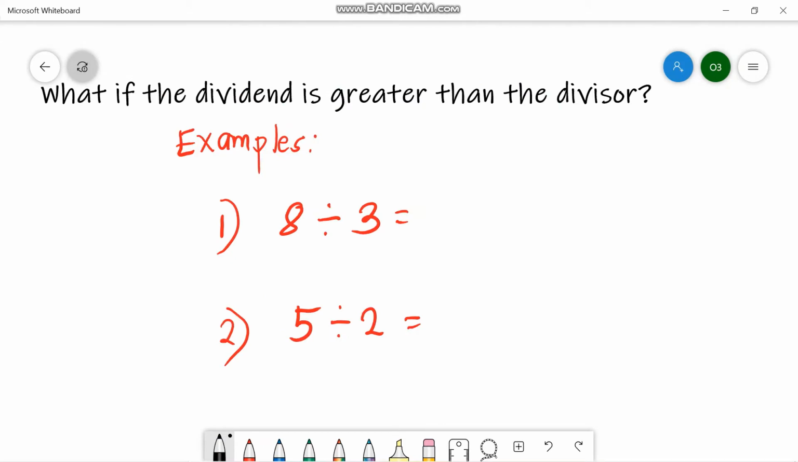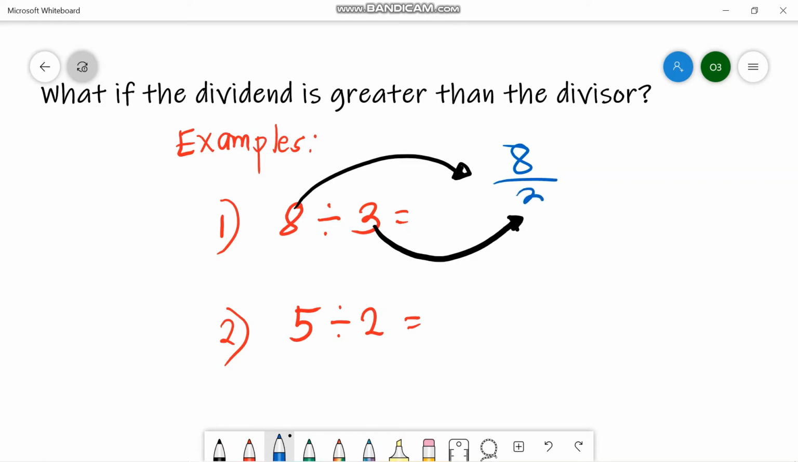Now the question is, what if the dividend is greater than the divisor? Let us see the following examples. 8 divided by 3. So again, looking at the pattern in the previous examples, the dividend will go to the spot of the numerator. So we can write this in the numerator. So that is 8. And 3 will go to the denominator spot. So we can write it as 8 over 3. So you will notice that 8 over 3 is an improper fraction.